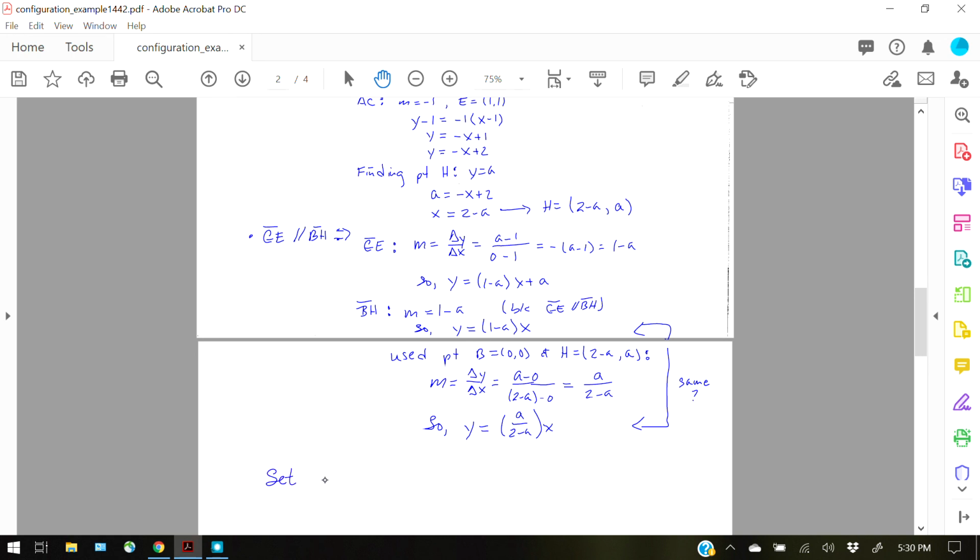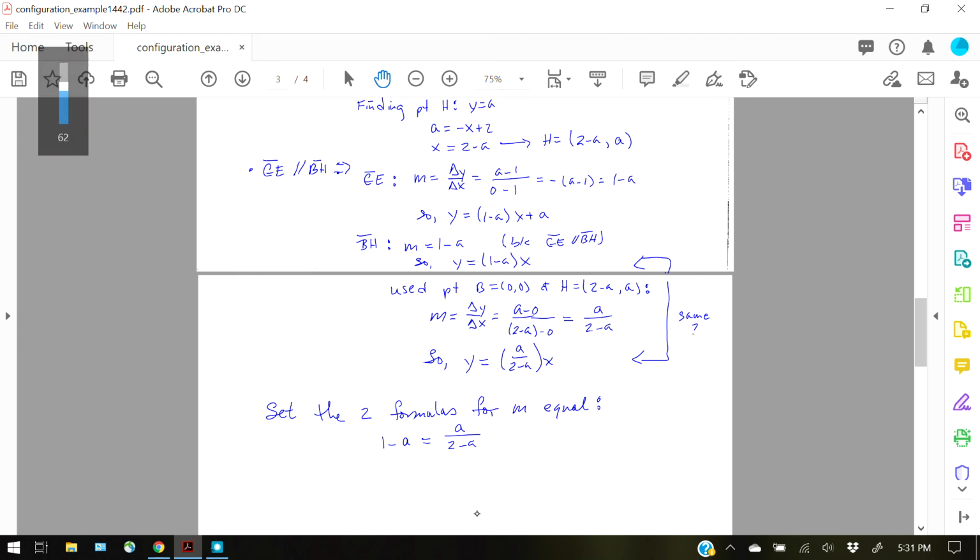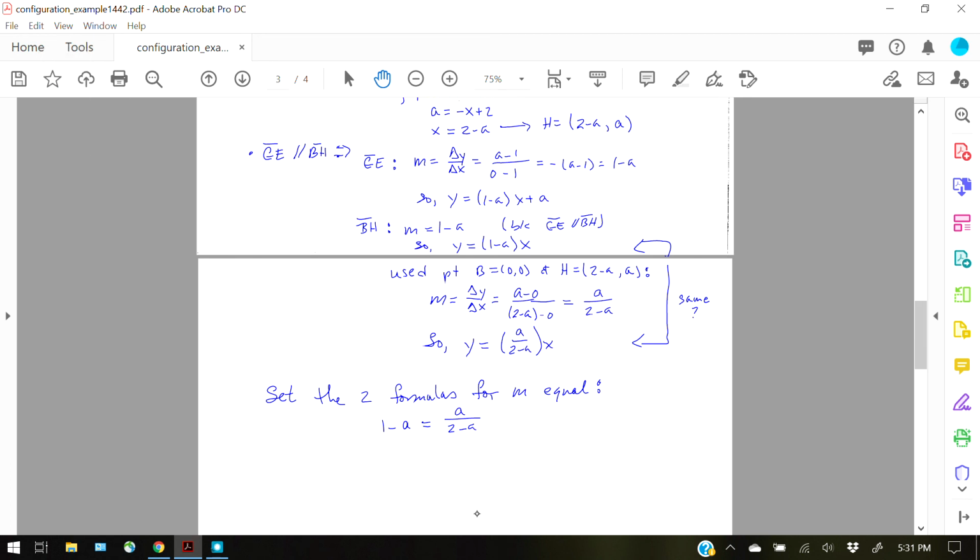So we set the two formulas for m equal to each other. So this will be the original one, which was 1 minus a, and now the new one, which is a over 2 minus a. And now we just solve for a. So we'll cross multiply, or we'll multiply both sides by 2 minus a. So this will be 1 minus a times 2 minus a. And when we multiply the fraction by 2 minus a, you just get a.